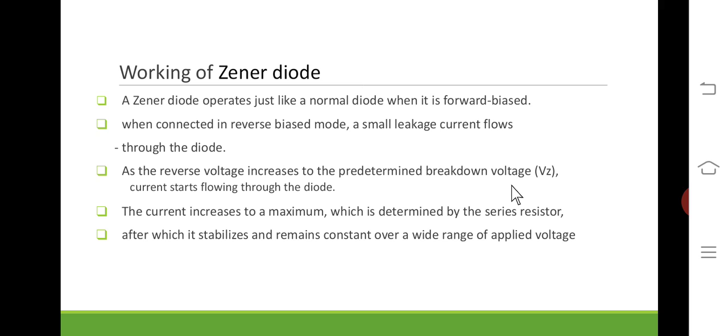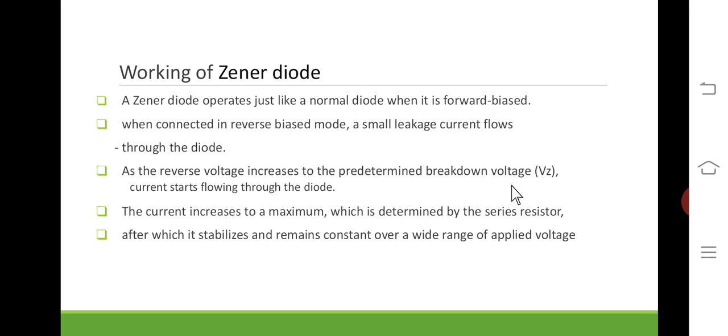When it reaches the breakdown voltage, if you increase the voltage by a small amount, there is a large increase in the current, because at that stage the diode offers almost zero resistance. When resistance is almost zero, current is very high. This is about the working and the breakdown voltage of the Zener diode.